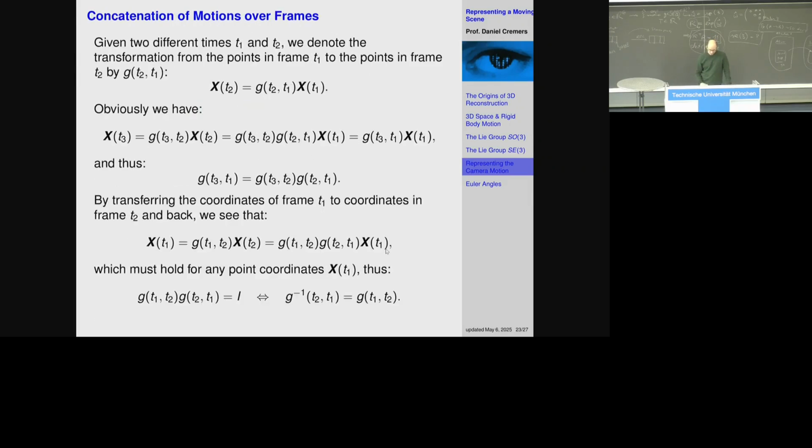All right, and so this way you can use these. Why am I showing you this? This is not really profound. It's just to show you how you can use rigid body motions, 4x4 matrices, to transform between coordinates in different systems.